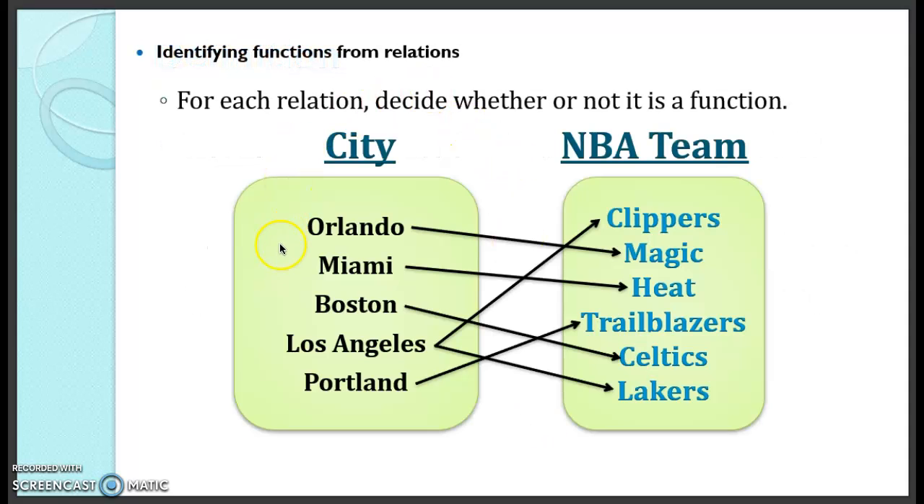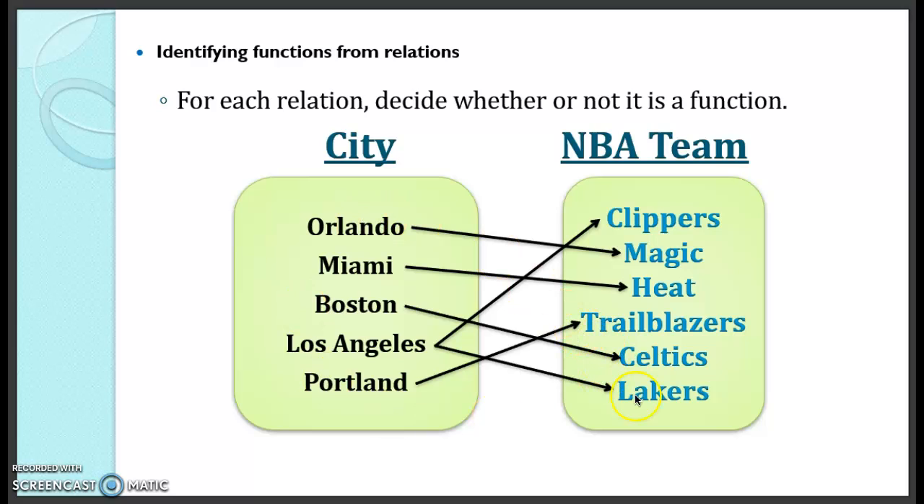So if we remember, our domain is our x values. We can't have the same x value going to two different y values. Well, this x value only goes to one y value. This x value only goes to one y value. Boston, x value only goes to one y value. But look at Los Angeles. Same x value, two different y values, right?